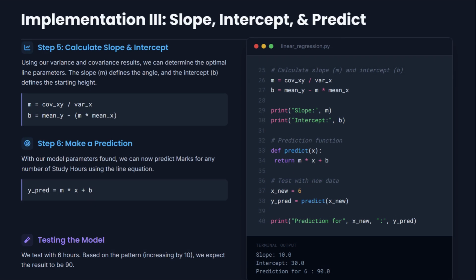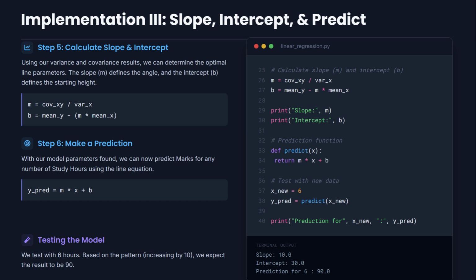Final steps of our model. Step 5. Calculate slope and intercept. m equals cov_xy divided by var_x, which is 20.0 divided by 2.0 equals 10.0. b equals mean_y minus m asterisk mean_x, which is 60.0 minus 10.0 asterisk 3.0, equals 30.0. Step 6. Create a prediction function. def predict(x): return m asterisk x plus b.